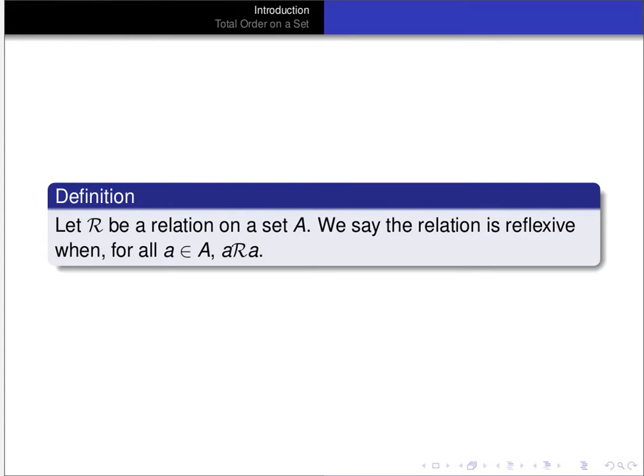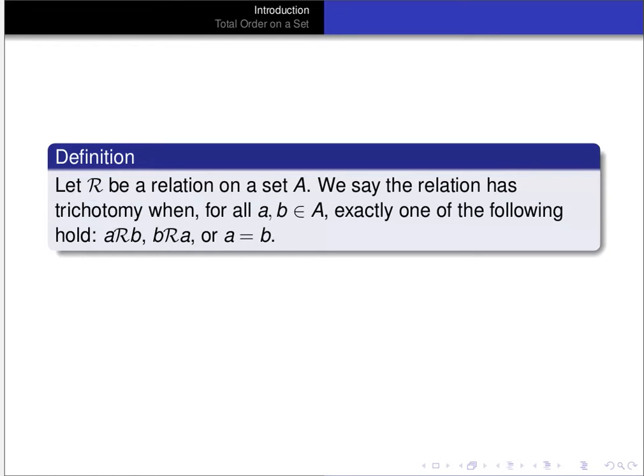So, a few definitions related to relations. First of all, we say a relation is reflexive if everything in the set is related to itself. So for all little a in big A, a is related to a. That means the relation is reflexive. A relation is symmetric whenever A is related to B implies B is related to A. A relation is transitive whenever if A is related to B and B is related to C, then A is related to C. That's called transitivity.